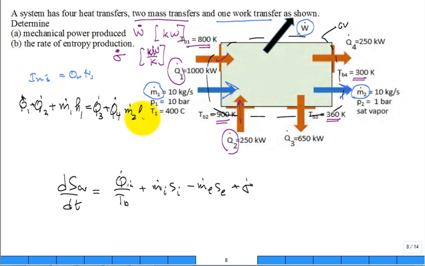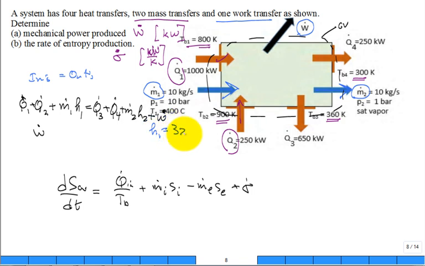M dot 2 H2 is an out. And W dot, what we're looking to solve for, is an out. Can I use that equation to calculate W dot? Sure can. I have to go and get H1. I didn't leave much room, I'm sorry about that, but I have to get H1.